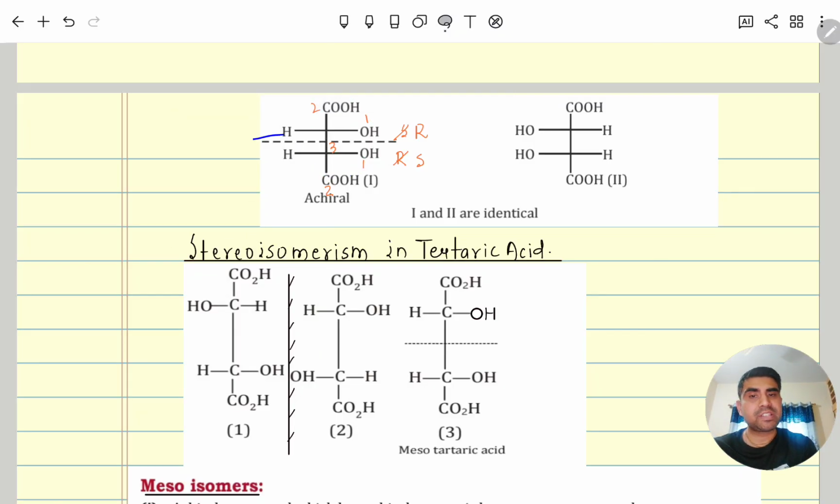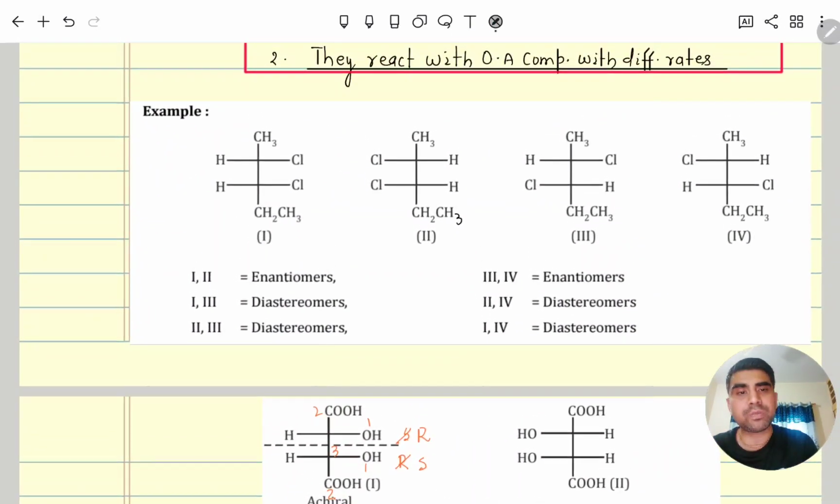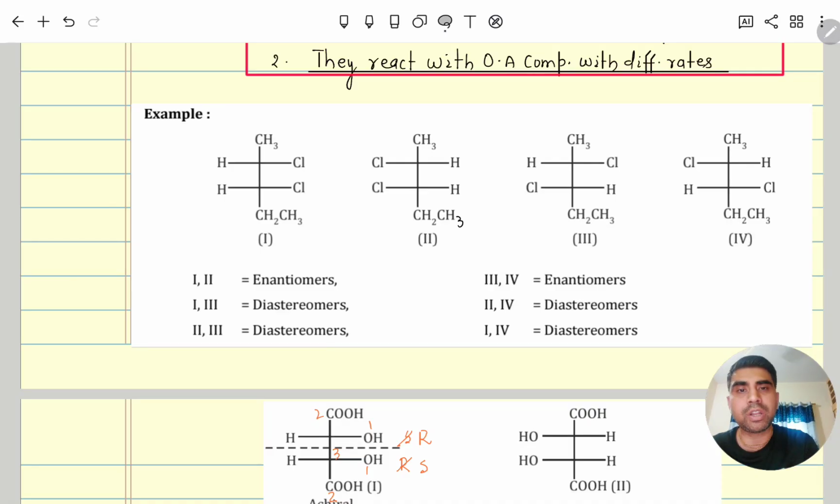So this symmetry, the plane of symmetry, is also telling us this. If it has a plane of symmetry, it is optically inactive. Its mirror image will also have the same optical property, meaning there is no change, so both are identical. But if the compound does not have a plane of symmetry or any symmetry element, it will be optically active.